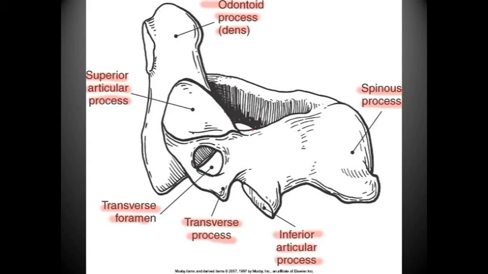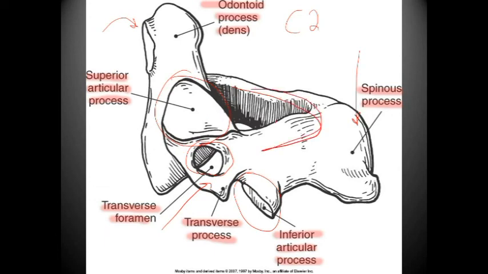Okay, so here is a sagittal view of C2. So once again, this is C2. You can tell this because you have the large odontoid process. You have the superior articular process and the inferior articular process. The transverse foramen, transverse process, spinous process, which looks strange on this. And then you have your vertebral arch here.